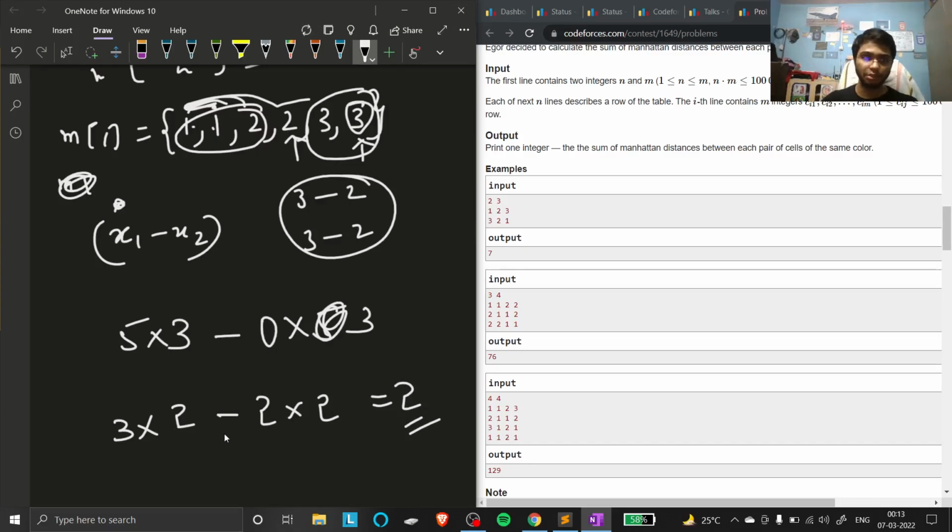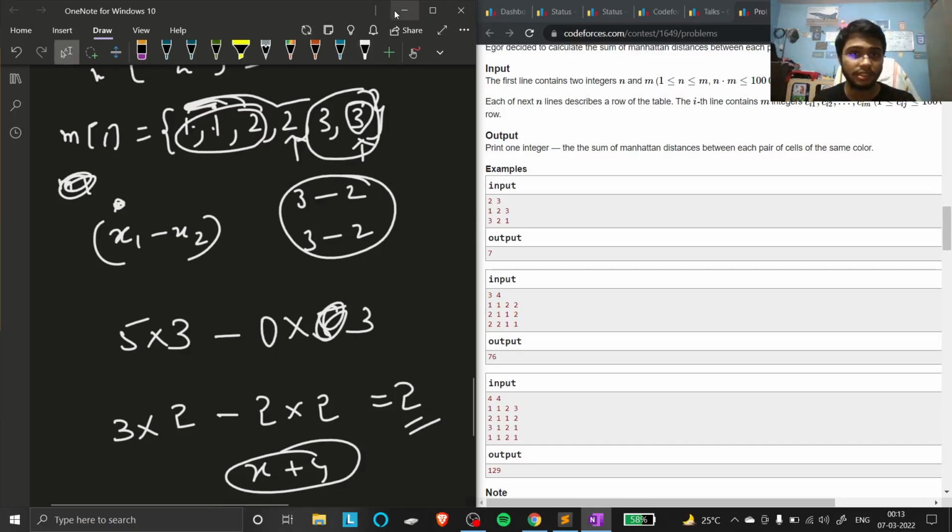And similarly we will do it for the y coordinate also, and at the end we will add the x sum and y sum of all these things. So that's the logic behind this. Maybe it is not so clear, but if you see the code, you will get what I did, and you will feel it's beautiful.